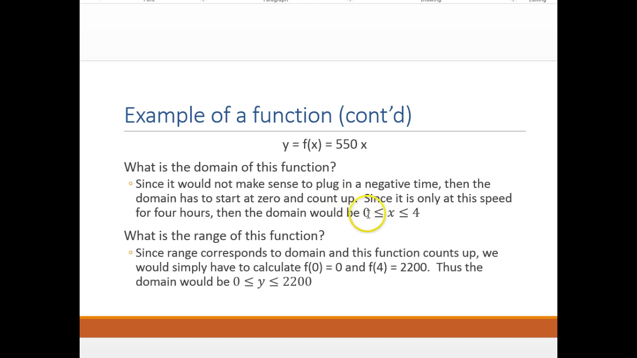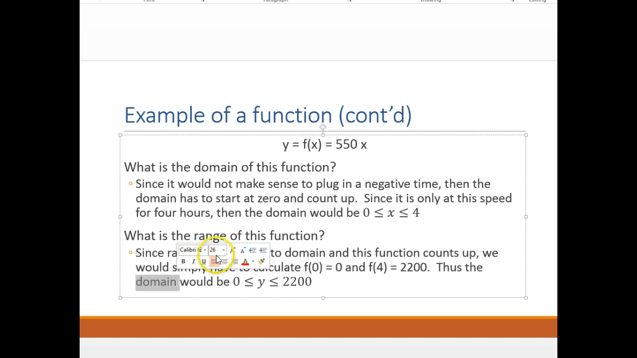So what we need to do is take the endpoints of our domain and figure out what the corresponding range values would be, or what the y values would be. So f of 0 would be 0 because f of x is 550x. So 550 times 0 is simply 0. F of 4 is 2200 because 550 times 4 is 2200. Thus the range, not the domain there, the range would be 0 less than or equal to y less than or equal to 2200.